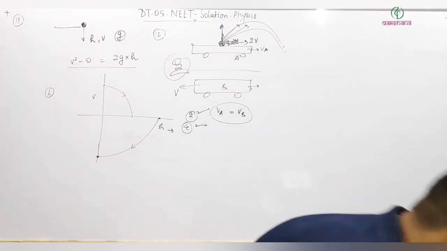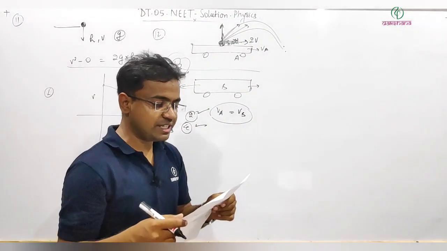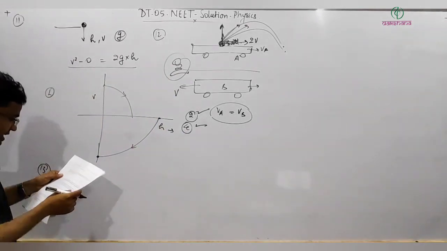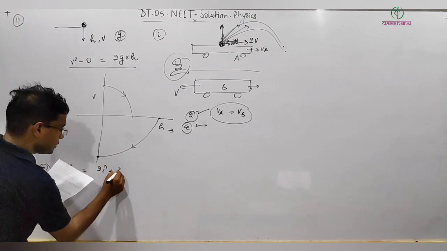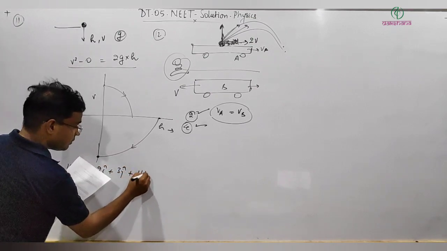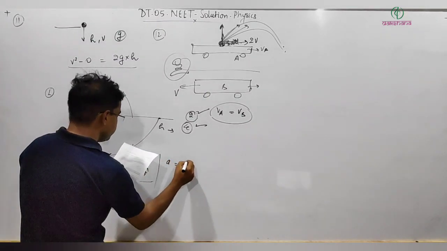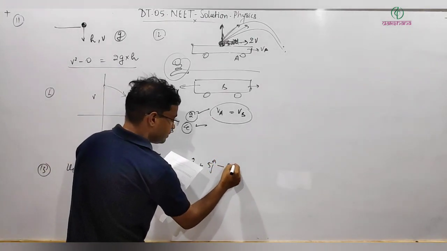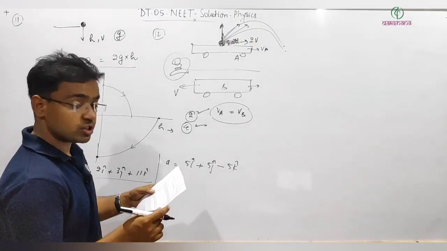Next, question number 13. A body starts with initial velocity. The initial velocity is given as 2i cap plus 3j cap plus 11k cap, and it moves with an acceleration. The acceleration is given as 5i cap plus 5j cap minus 5k cap. What is its velocity after 2 seconds?